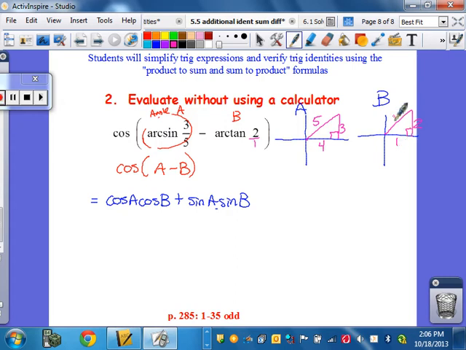What will that make my hypotenuse? 1 squared plus 2 squared was 5. So the square root of 5 if you do your Pythagorean theorem. Okay? And the reason that this is beneficial now is now you just need to go cosine of angle A. Well, here's angle A. What's my cosine? 4/5. Times. What's my cosine of B? 1 over the square root of 5.